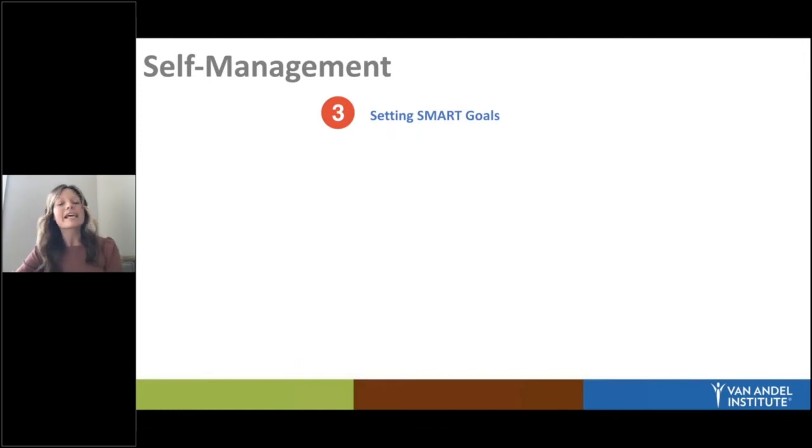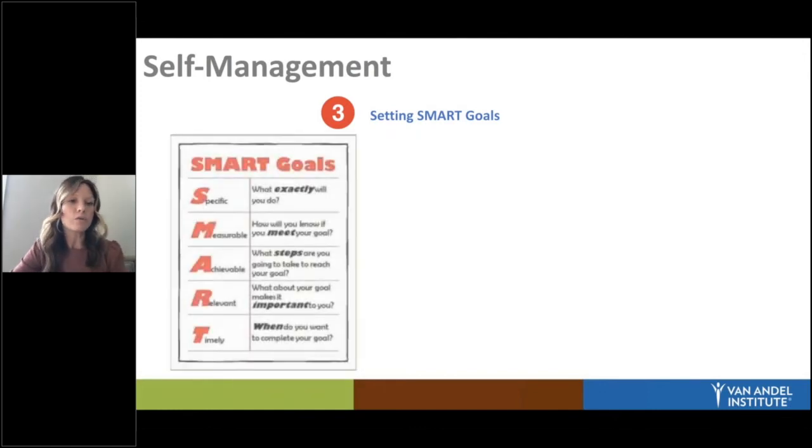The next one is setting SMART goals. SMART goals are specific, measurable, achievable, relevant, and timely goals that students set for themselves. So the S in SMART, specific: what exactly will you be doing? Is it measurable? How will you know if you meet your goal? Is it achievable? What steps are you going to take to reach your goal? And is it relevant? What about your goal makes it important to you? And then also, is it timely? When do you want to complete your goal?